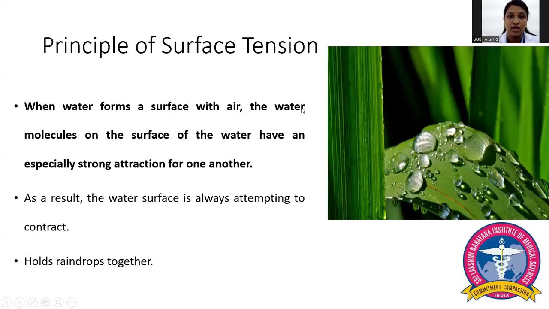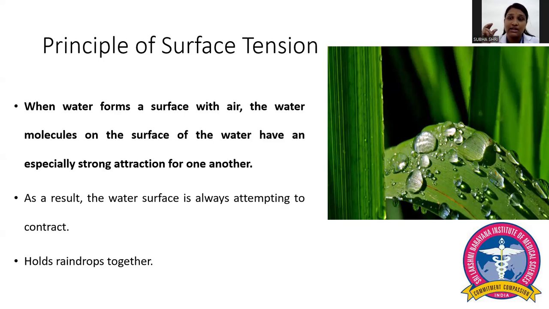Okay, so the second topic of discussion is surfactant. So what is surfactant? Before moving on to the topic surfactant, we need to understand the basic concept. Okay, so what is surface tension? We'll be learning now, which is the basic concept to understand surfactant.